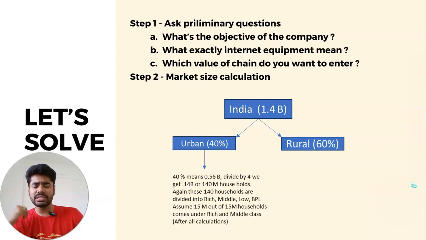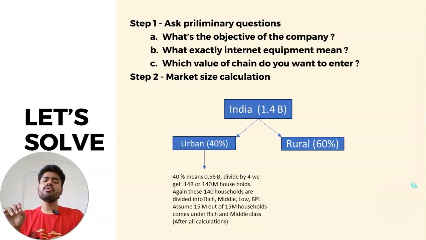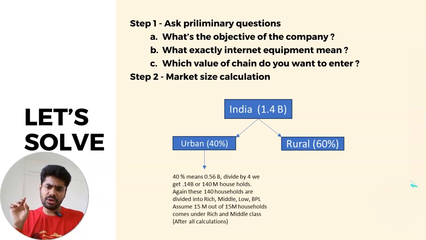I'm going to consider that 40% of the population stay in urban areas, and 60% of the population are in rural areas. And I'm going to tell the interviewer that I'm going to consider only people in urban areas as going to buy this internet router, whatever it is, Wi-Fi router, because most of the rural areas don't prefer using Wi-Fi, because they don't use much mobile and they don't use much internet in a day.